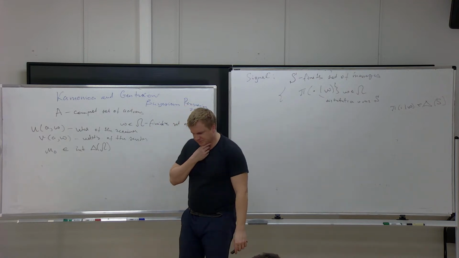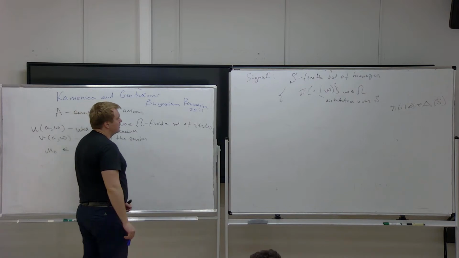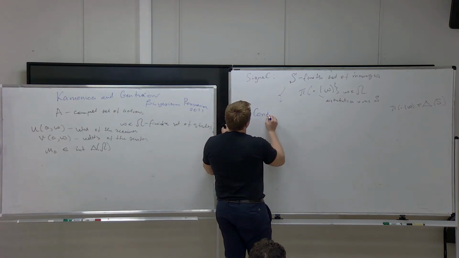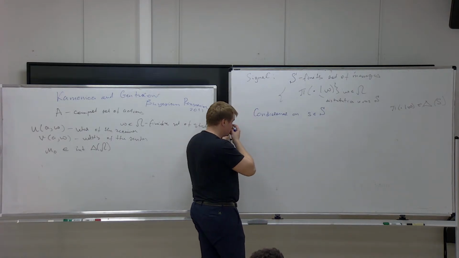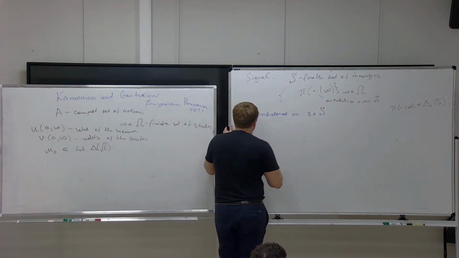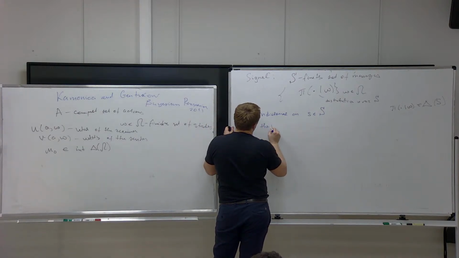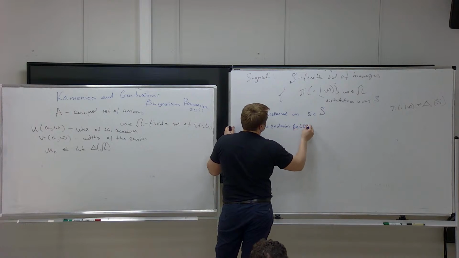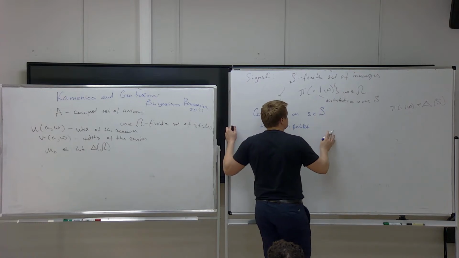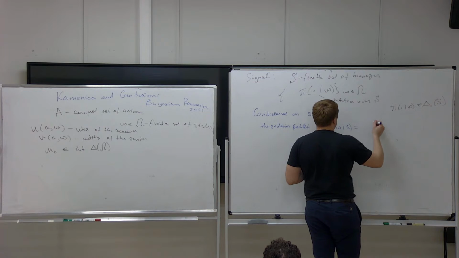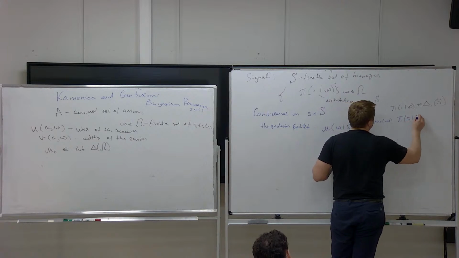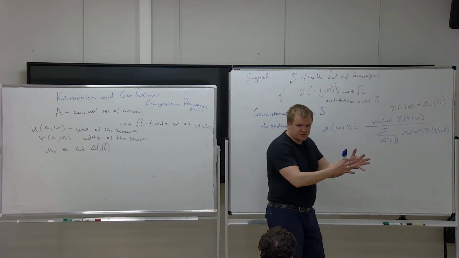Okay, so when the sender selects a signal, conditional on S, the posterior belief is just mu0 of omega times the probability of S given omega, divided by normalization. The judge will update his belief.